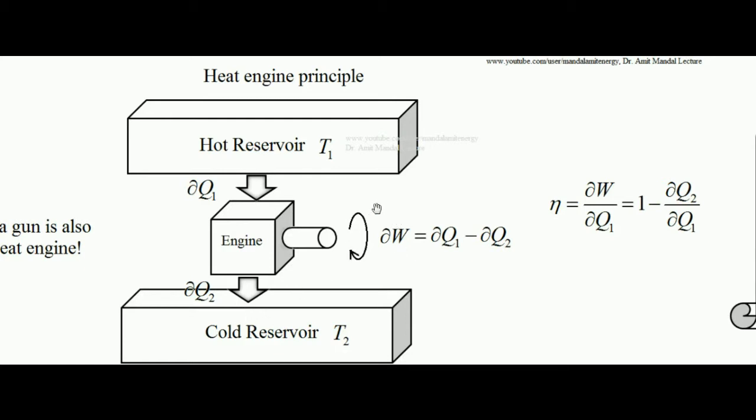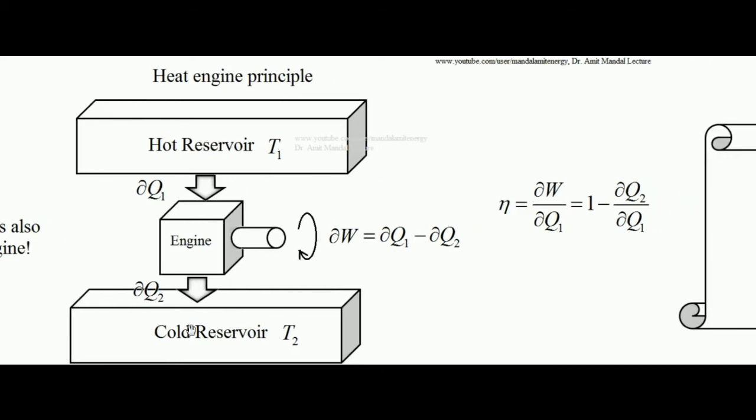Now what is the work done? Simple, it is the difference of the two: the heat input to the engine and the heat output from the engine. That difference is what converts into work done. Now what is the efficiency of this engine? Whatever work we are getting is our desired effect, and for getting that work the input is del Q1. So the efficiency eta is equal to del W by del Q1. And del W is del Q1 minus del Q2. So ultimately we get 1 minus del Q2 by del Q1 as the efficiency of the engine. Of any engine, the efficiency is this much.